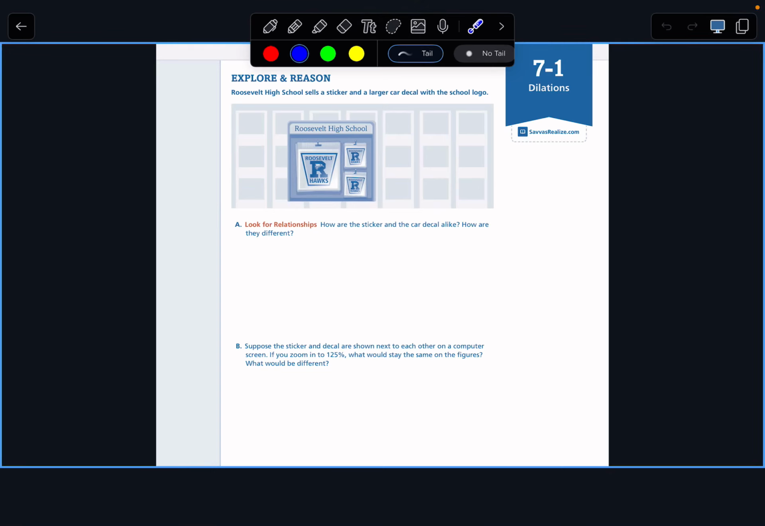How are these decals and stickers alike? Hayden. Okay. Micah? They have the same design. Anything more specific than the design? I want you to pay attention to the trapezoid-ish thing. Daniel? The same shape. They are the same shape.